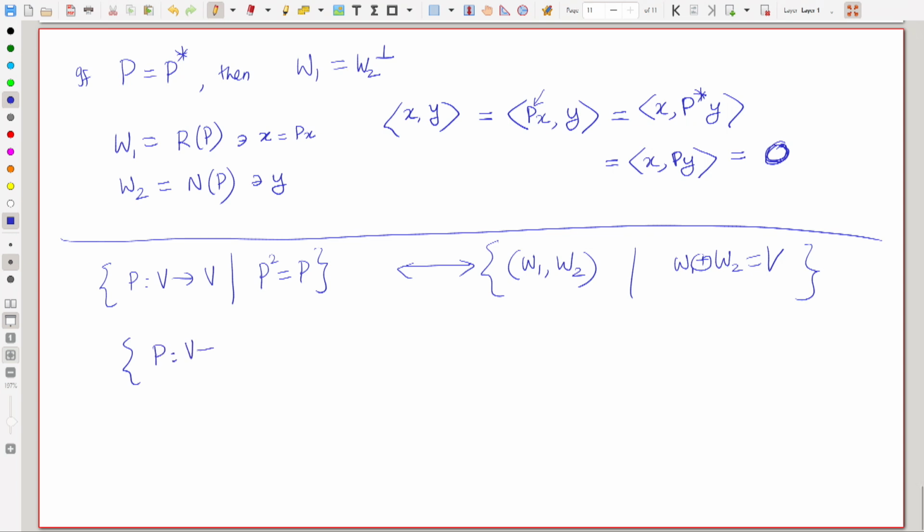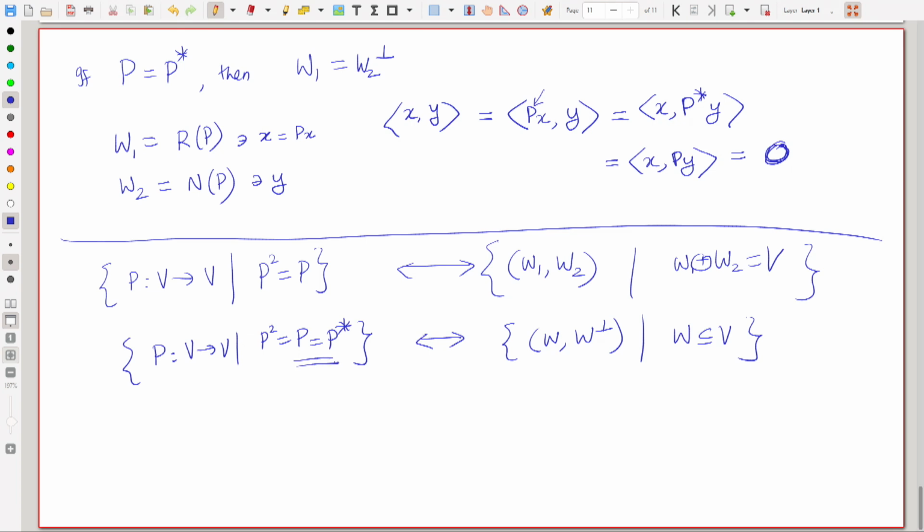But idempotents which are also self adjoint, so P star equal to P, let us write like this. If P equals P star, then we call P self adjoint because it is equal to its own adjoint. Self adjoint idempotents are in bijection with subspaces of V, or we should really think of them as subspaces and their orthogonal complements. These are the complementary pairs we talk about. Okay. So the bottom is all orthogonal projections, the top is all general projections. So this is the additional extra condition that we have.